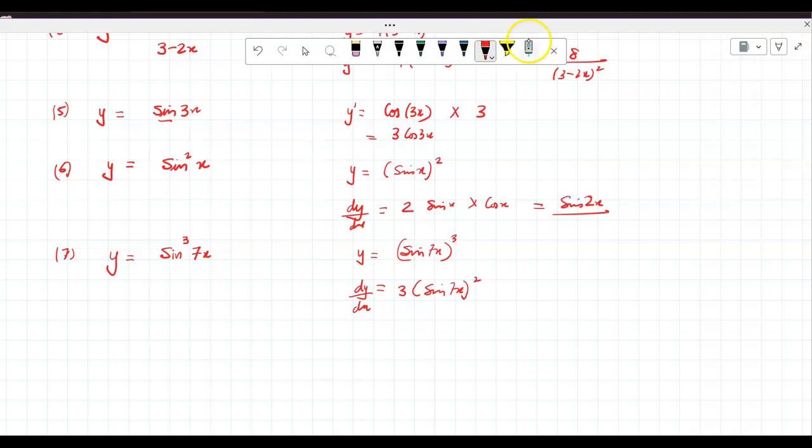Now you look at the inner function, sine 7x. In this, which is the outer and which is the inner? Outer is sine, inner is 7x. Correct. So cos 7x into the derivative of 7x, which is 7. So there will be layers like that. It's like an onion. You keep on peeling layer after layer.